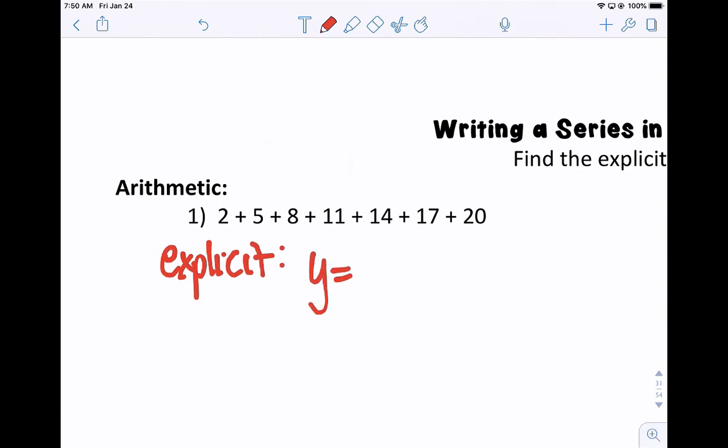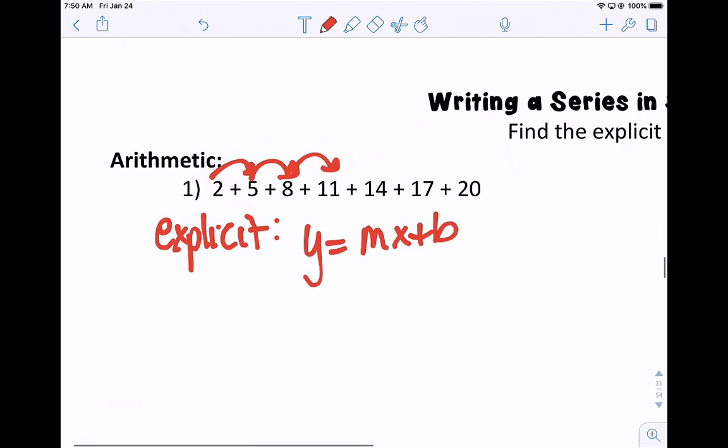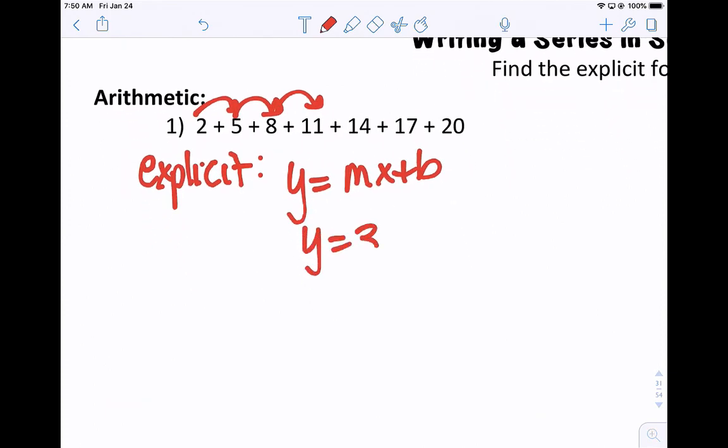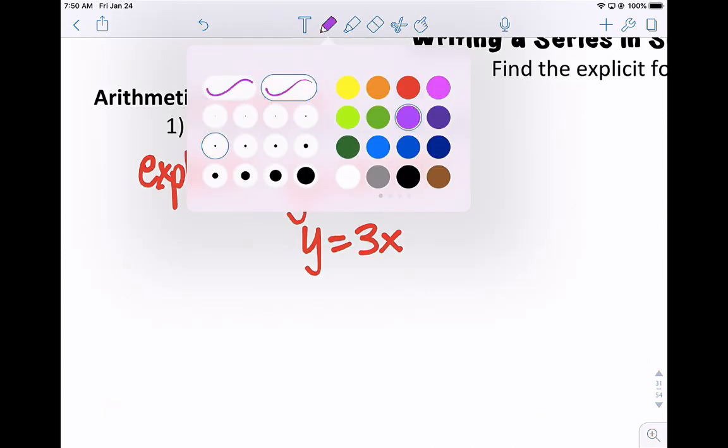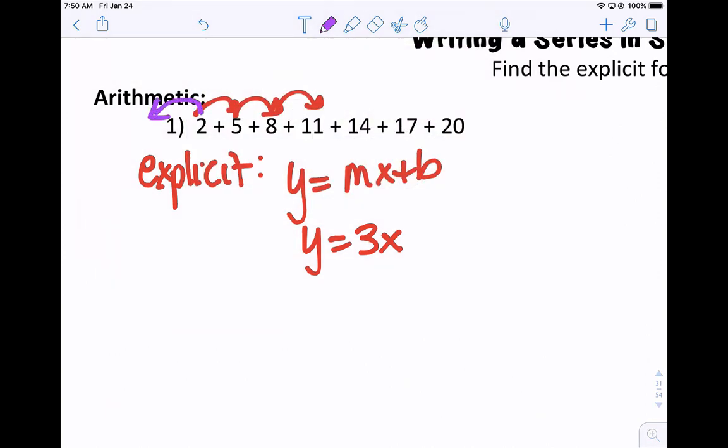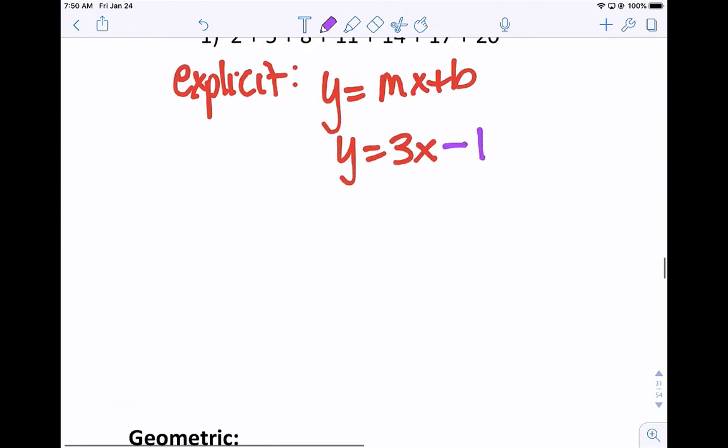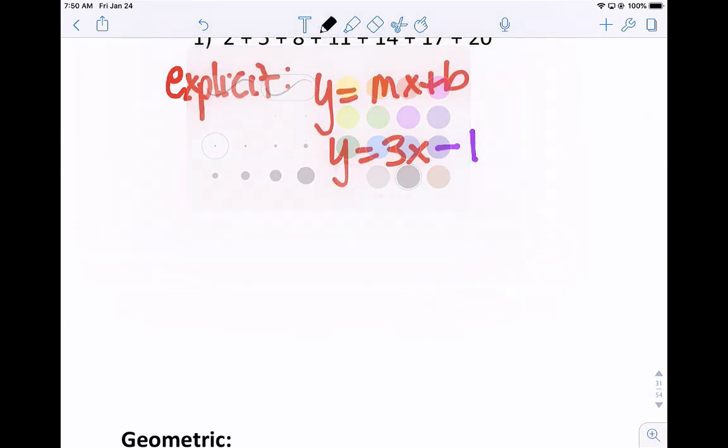equation. So we have y equals mx plus b. So we need 2 things, slope and y-intercept. So here the slope is, what is it increasing by every time? We can see that it's 3. And so that would go next to the x, or n, and we'll put it as an n in our sigma notation. And then we need the y-intercept, which means, what's the 0 term? We have the first term as 2, so for the 0 term, instead of adding 3, we'll subtract 3. So 2 minus 3 is -1. So there's the explicit.